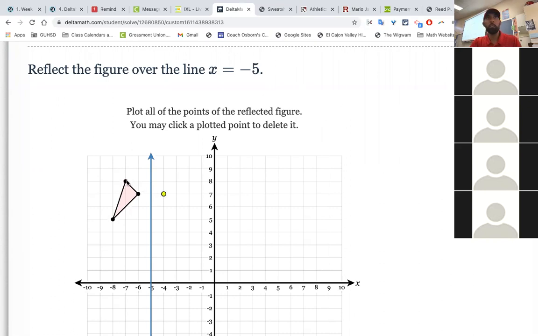Okay. Then I go to the next point and say, if I flip this over the line, where would it go? Well, it's 2 units away. So I'm just going to flip it 2 units away over the line. And then the same thing with this point down here. This is 3 units away. So I'm going to flip it 3 units away over the line. So now there's the new object, and now it's flipped over that line of x equals -5.